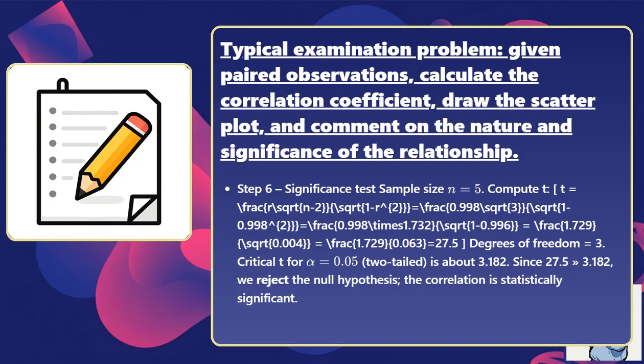Step 6, significance test. Sample size n equals 5. Compute t as r times the square root of n minus 2 divided by the square root of 1 minus r squared. Plugging in the numbers gives 27.5. Degrees of freedom equals 3. The critical t for alpha 0.05, two-tailed, is about 3.182. Since 27.5 is much greater than 3.182, we reject the null hypothesis and conclude the correlation is statistically significant.